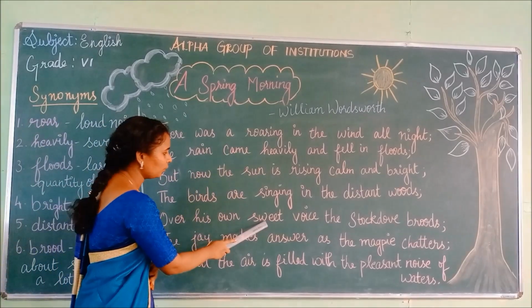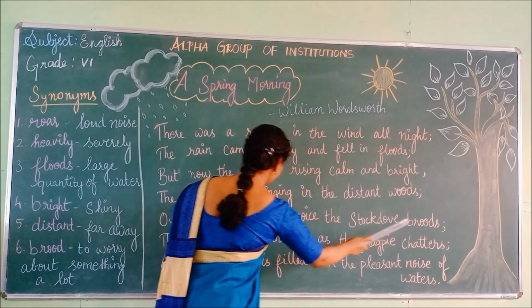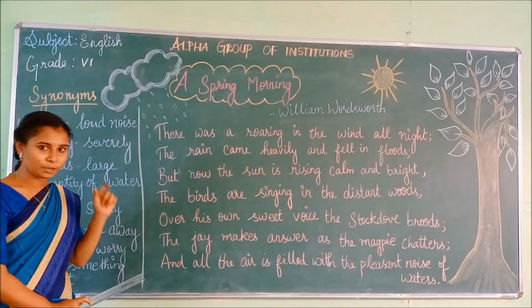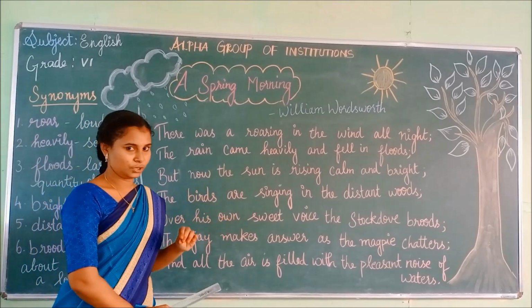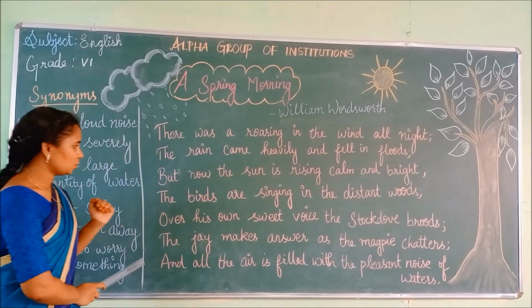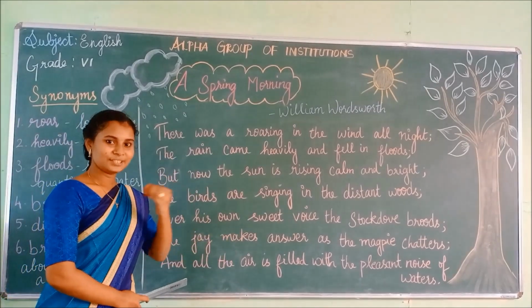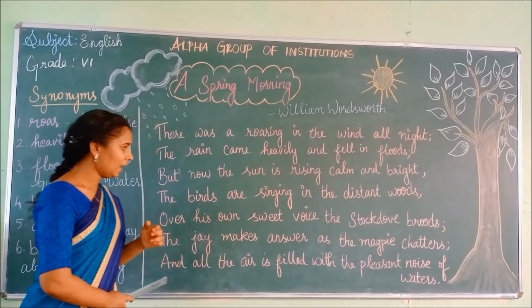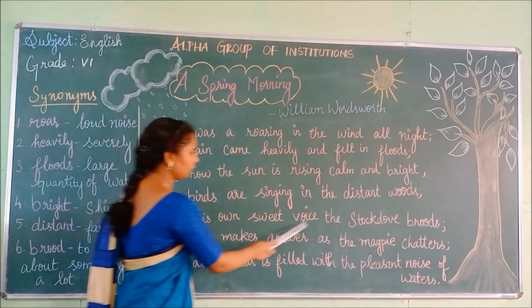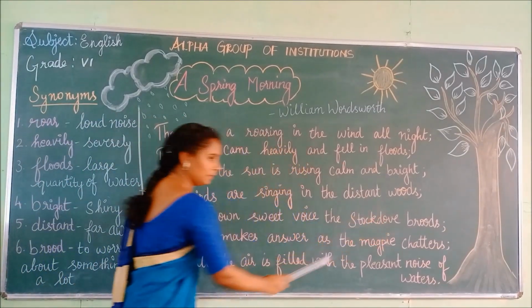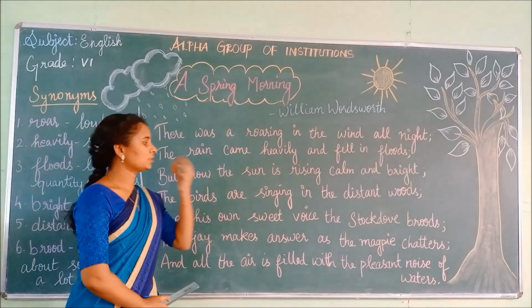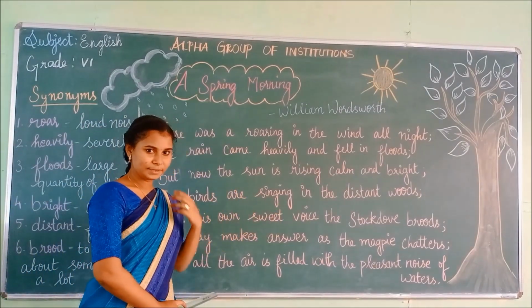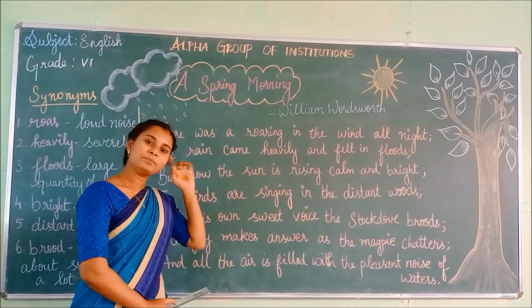Okay. Over his own sweet voice, the stock-dove broods. They are talking about a bird called stock dove. It is also of the pigeon family. So that bird, the stock dove, is also singing through his sweet voice. Over his own sweet voice, the stock dove broods. You have seen the meaning of broods here, right? To worry about something a lot. So through his song, the stock dove bird is singing and it is worrying about something a lot.